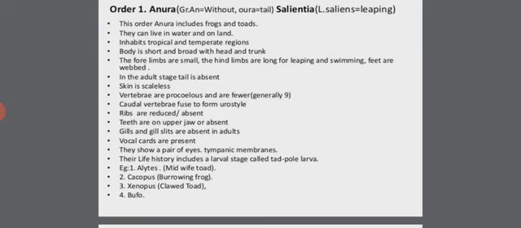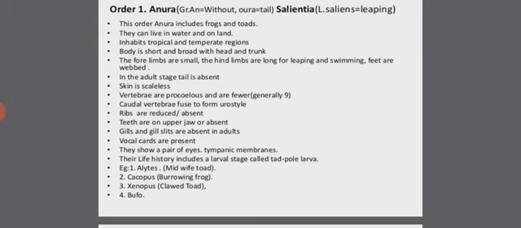Let us go through some important characters of this order Anura. This order Anura includes frogs and toads. They can live in water as well as on land, and they inhabit tropical and temperate regions. Body is short and broad with head and trunk. The forelimbs are small.